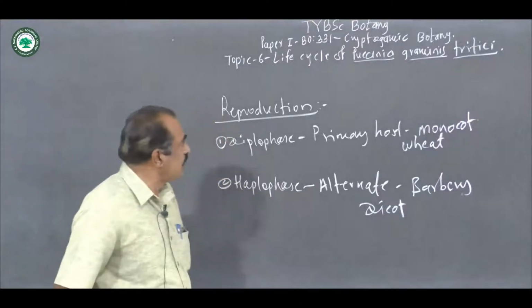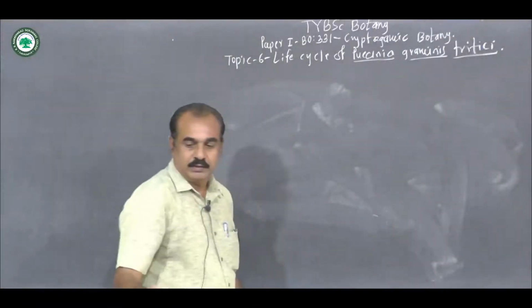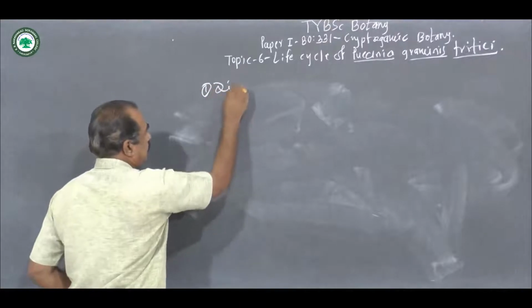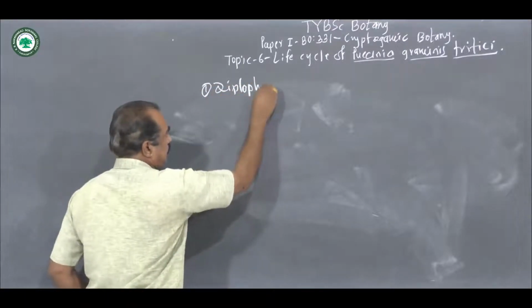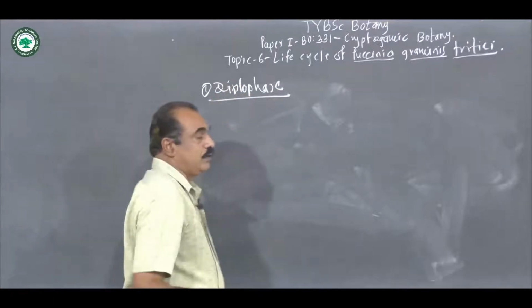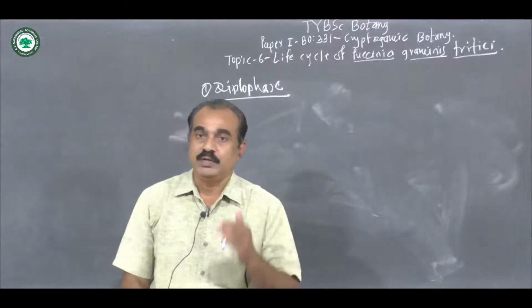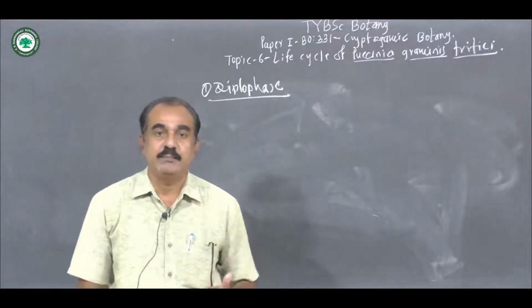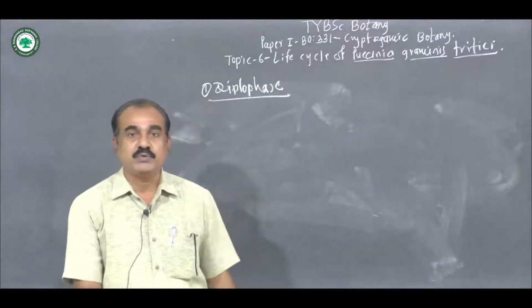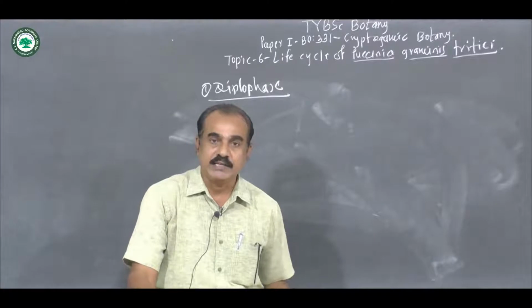Now, we have to start from the diplophase. So, number 1, that is the diplophase. In this phase, the dikaryotic mycelium is developed on the healthy wheat crop with the help of another kind of spore, that is the aecidiospore. So, we have to study the germination of the aecidiospore and the development of the dikaryotic mycelium.